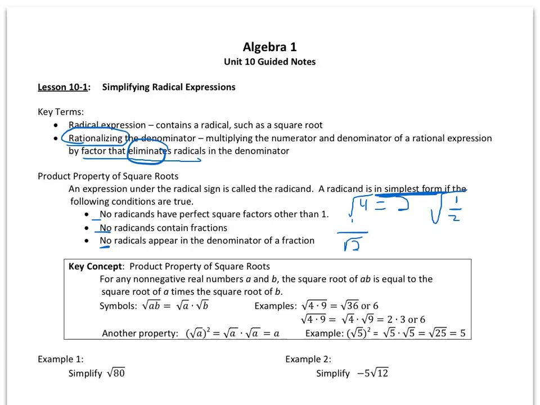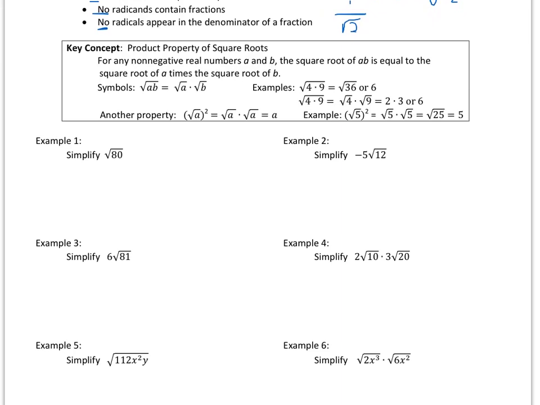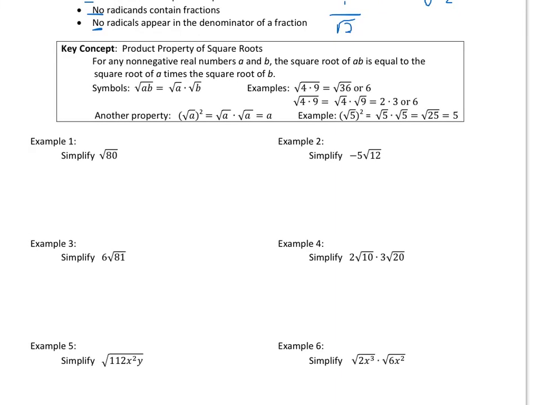Now, let's talk about the properties. When you are multiplying two roots, it is the same as having the root of their product. So for example, root 4 times root 9 is root 36, and that therefore simplifies to 6. Another property of roots is that if you square a square root, they cancel each other out, and you get what's left inside, and that's very important to us.